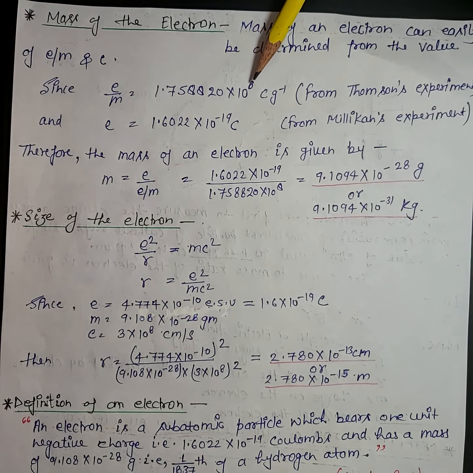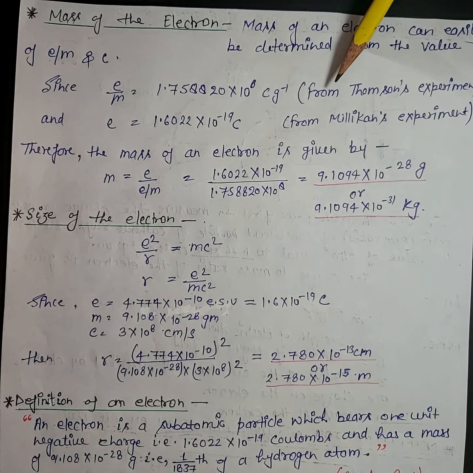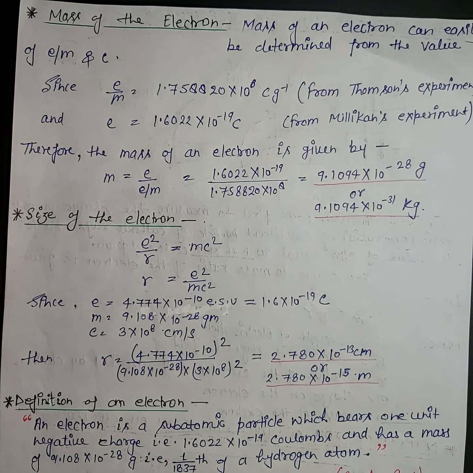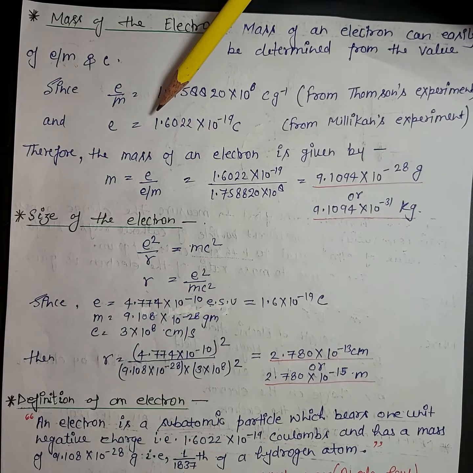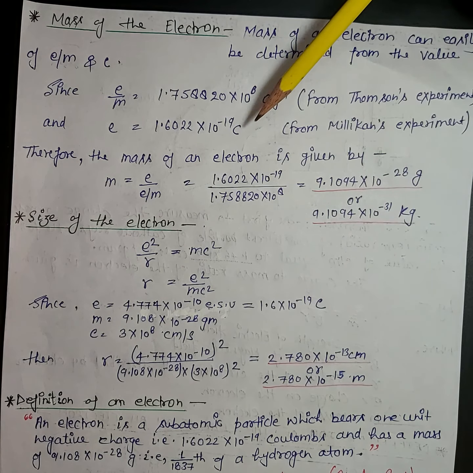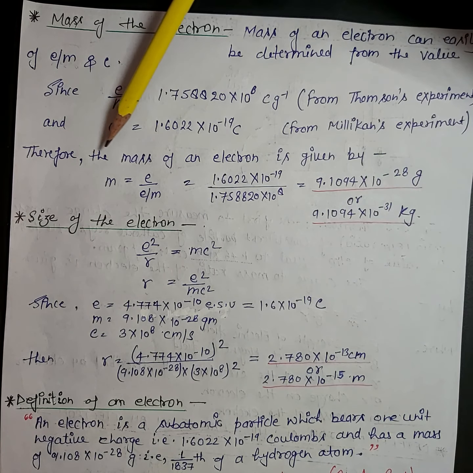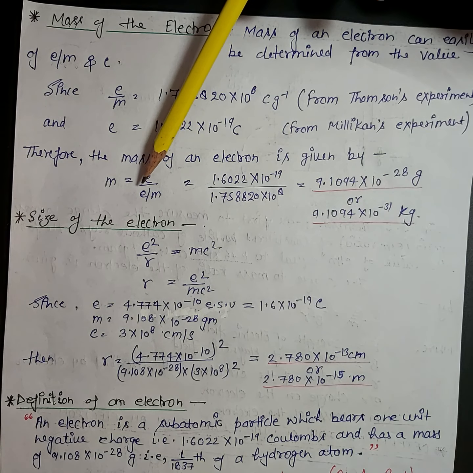1.7588820 into 10 to the power 8 coulomb per gram or coulomb gram inverse, this value comes from the Thomson's experiment. And e means charge of the electron is equals to 1.6022 into 10 to the power minus 19 coulomb. This comes from the Millikan's experiment. So therefore the mass of an electron is given by m equals to e upon e over m.